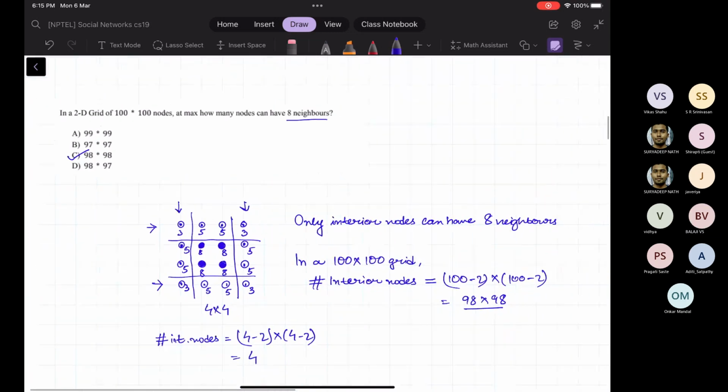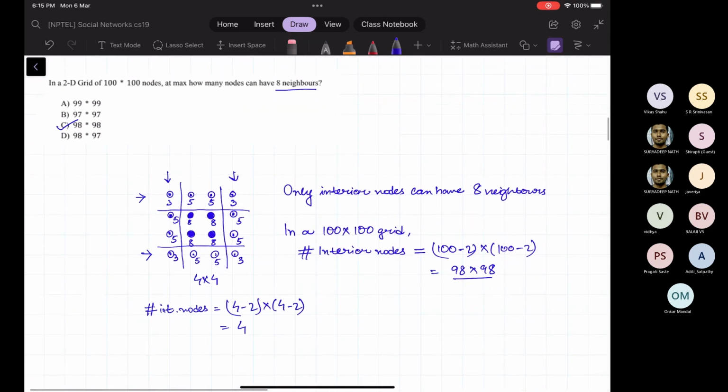Okay, so in question 3, it is asked that in a grid of 100 cross 100 nodes, how many nodes can have 8 neighbors? So before solving for 100 cross 100, let us look at a 4 cross 4 grid. So you have 4 cross 4, 16 nodes. If you look, only the interior nodes have 8 neighbors. Neighbors means left, right, up, down, as well as the diagonal ones.